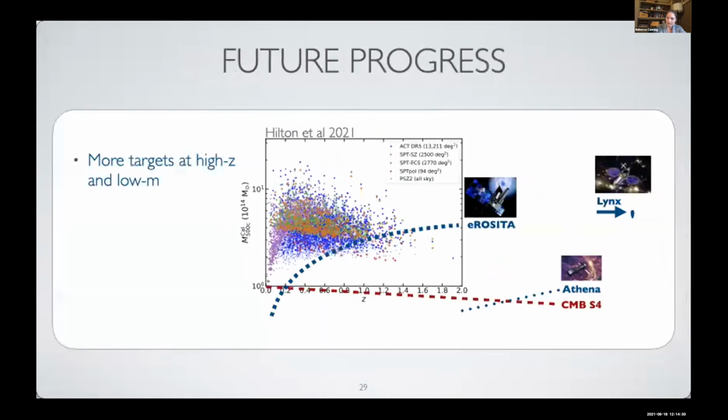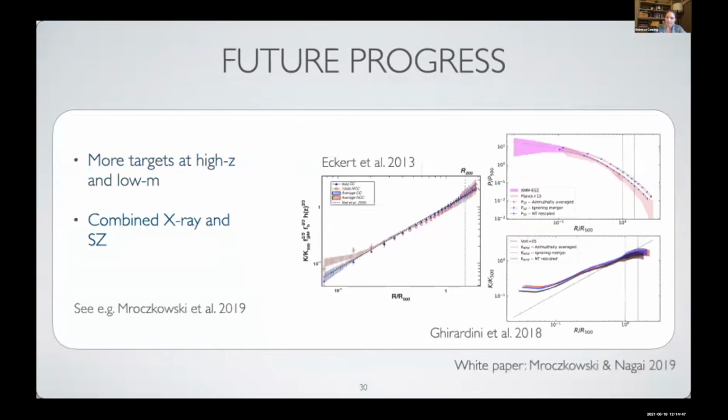However, on that front, I think we're going to do brilliantly in the coming years, again, with more targets at high z and at low mass. But another methodology for investigating ICM evolution, which I think is going to be more and more important, is the combination of X-ray and SZ measurements.